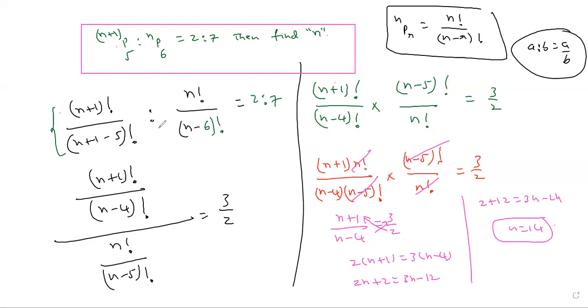Yes, Amma. Follow the procedure. NP6. N factorial by n minus 6 factorial. 2/7. Same here. N minus 6 factorial by n factorial. 2/7. This part as it is.